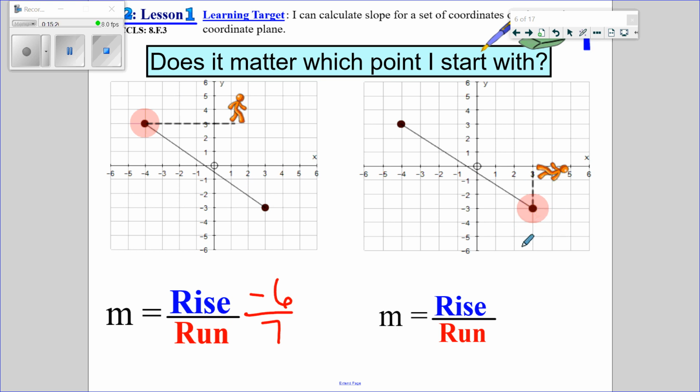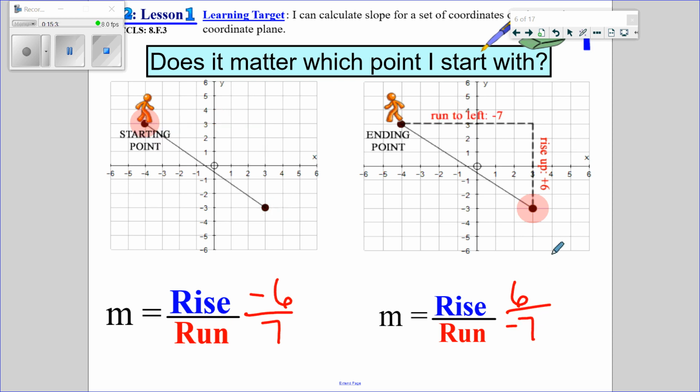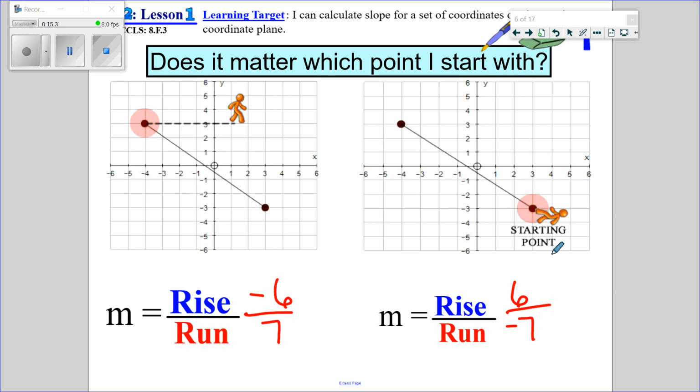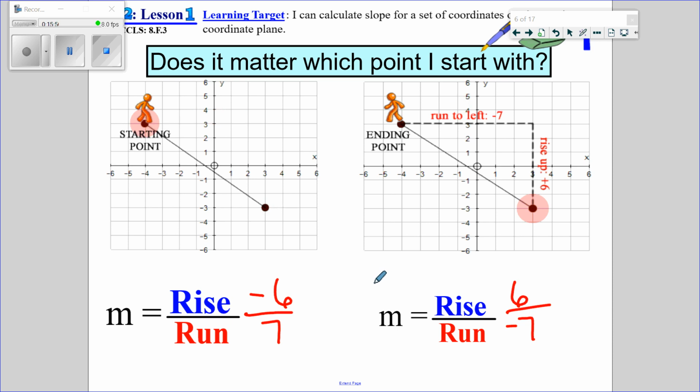Let's look at the next one. We started at the bottom and going up, so he rose 6, and then he went to the left 7. These both slopes are the same because -6 over 7 or 6 over -7 are the same. When either the numerator or the denominator is negative and the other one's positive, it's negative. Because a fraction means division, a negative divided by a positive is negative.